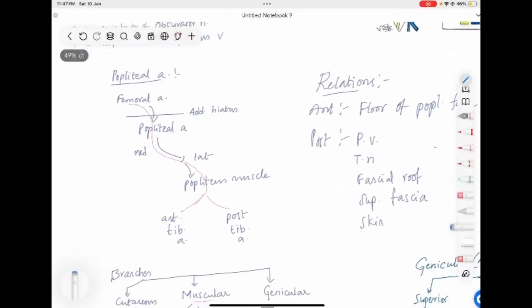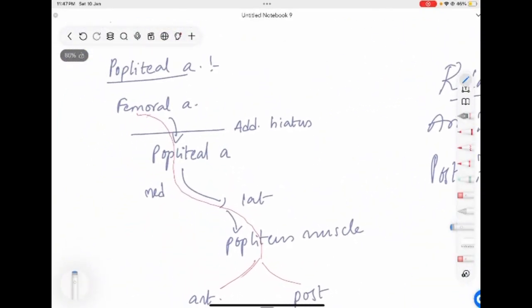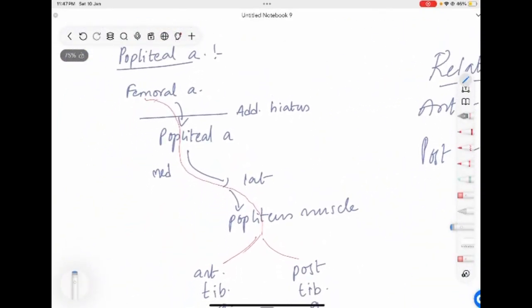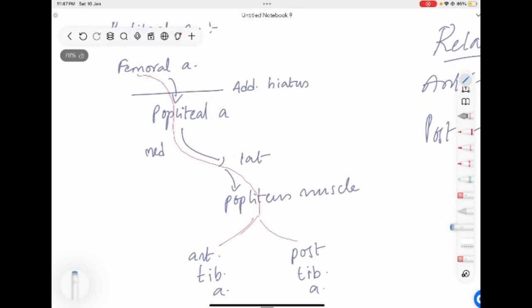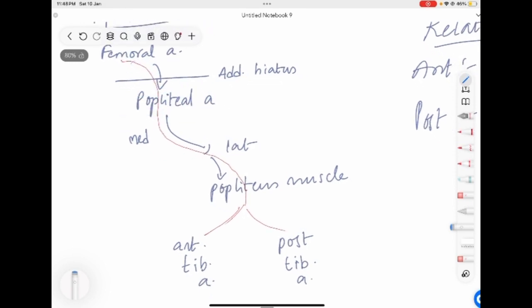Now let us talk about the popliteal artery. At the adductor hiatus, the femoral artery continues as the popliteal artery and it traverses vertically downwards from medial side to lateral side till it reaches the popliteus muscle. There it divides into the anterior tibial artery and the posterior tibial artery.